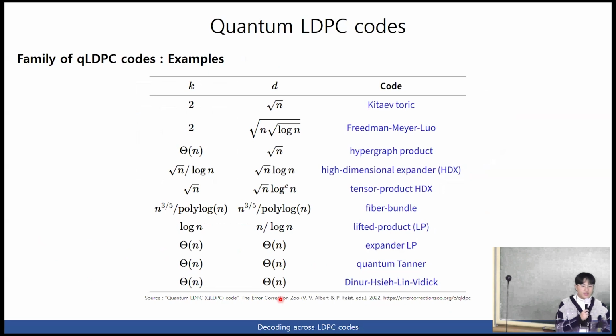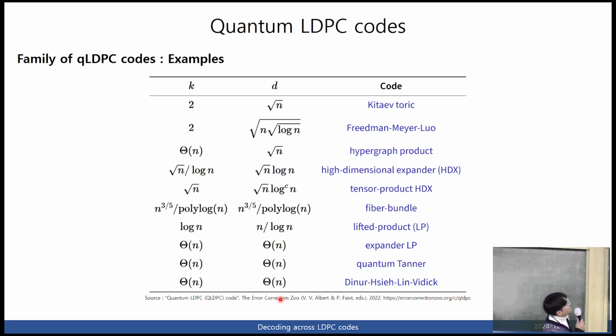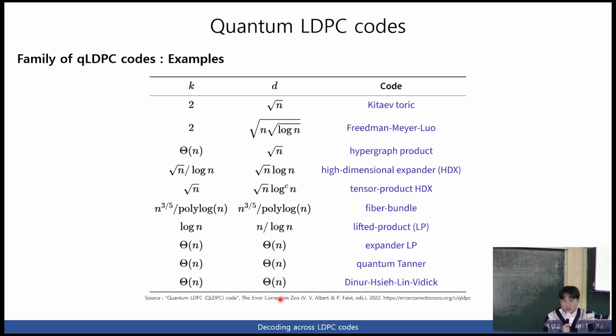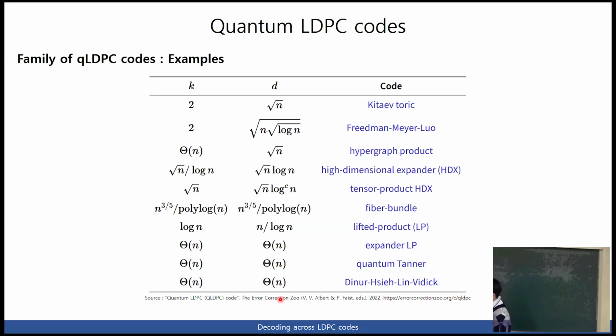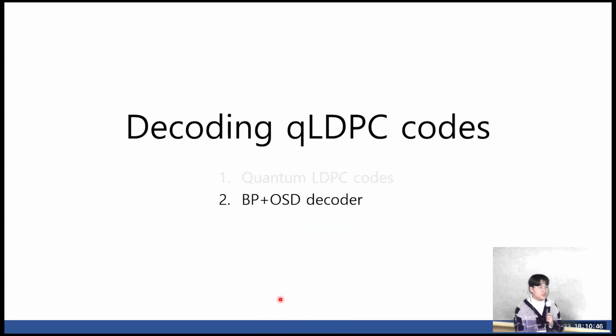So we have the family of QLDPC codes, where you can see right here the Kitaev toric and hypergraph product and others that I really don't know. As you can see, the dimension and the distance grow together, which means linear overhead for the size of the code. So we have great QLDPC codes, but how do we decode them?